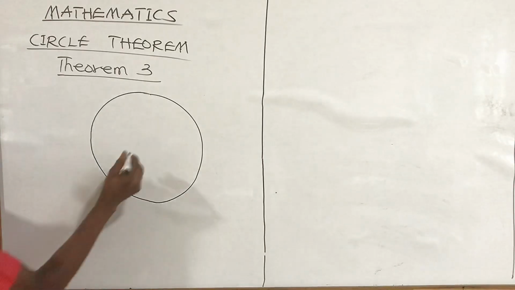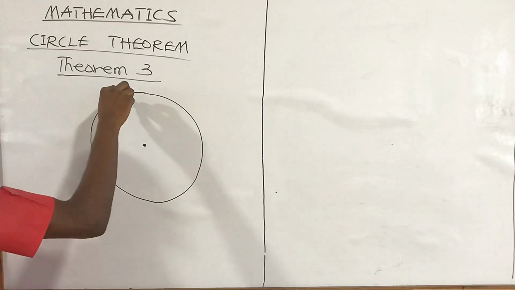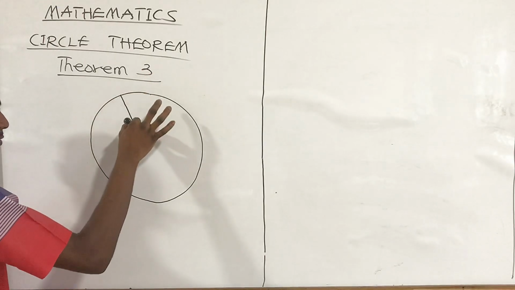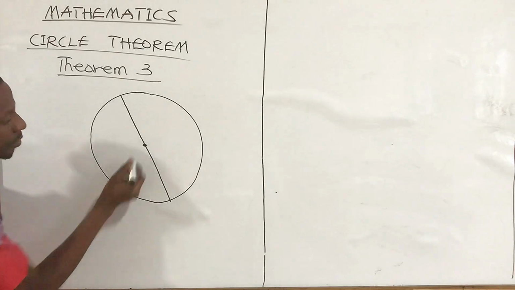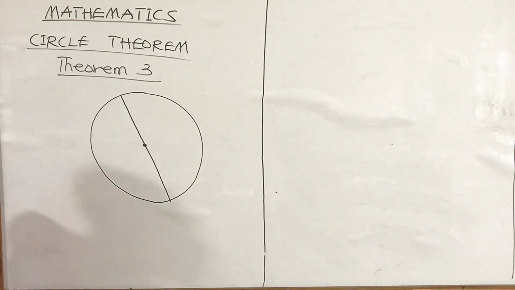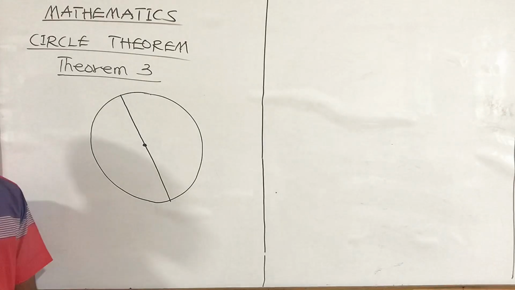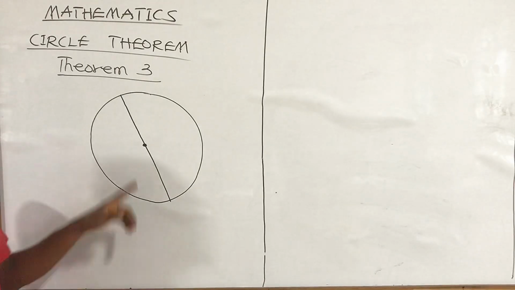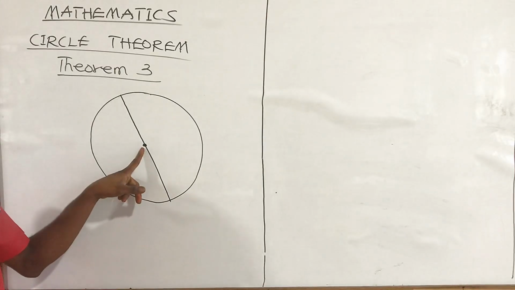All right. So this is the center O. Then we have a line. So now my question is, what name is given to this line? Good. So this is a diameter because it is passing through the center.